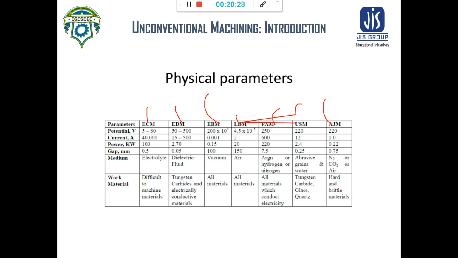And abrasive jet machining can be used for machining of hard and brittle material. So hard and brittle materials can be machined by using the abrasive jet machining process. So these are the physical parameters.